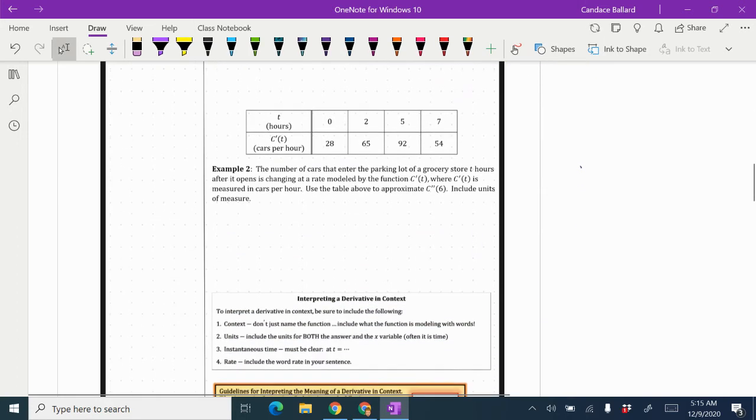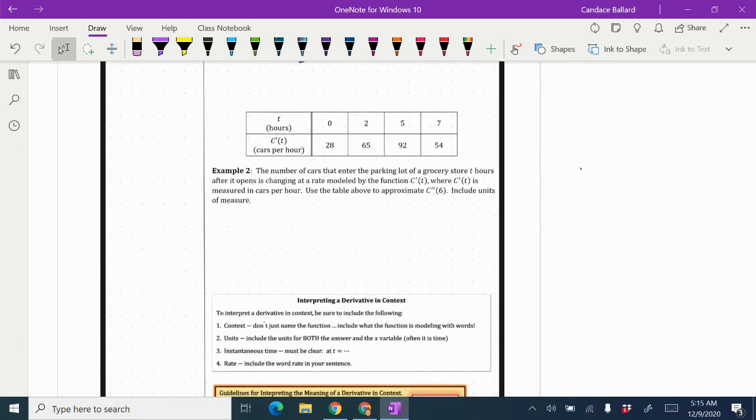All right, let's look at example 2. The number of cars that enter the parking lot of a grocery store at t hours after it opens is changing at a rate modeled by the function c prime of t. And again, this is a little bit different because it's already a rate, so it's already a derivative. Notice it's already got a prime on it. Where c prime of t is measured in cars per hour. So it's measured in cars per hour already. Look at that. Use the table above to approximate c double prime of 6, indicate units of measure.